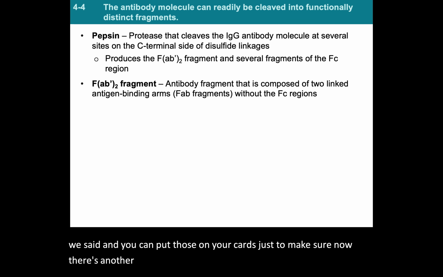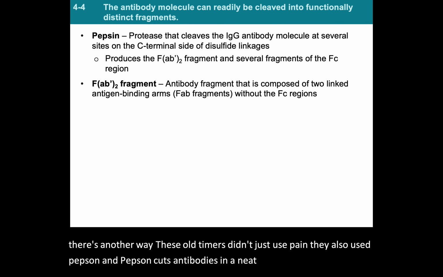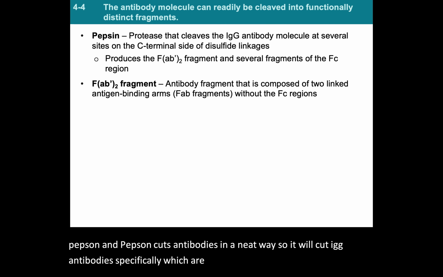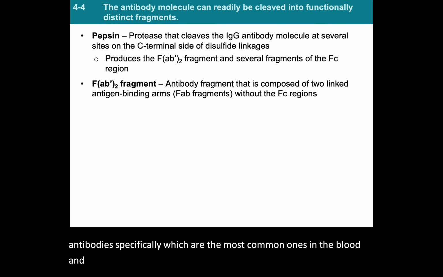Now there's another way. These old timers didn't just use papain, they also used pepsin. And pepsin cuts antibodies in a neat way. So it'll cut IgG antibodies specifically, which are the most common ones in the blood. And it'll cut them just after the part that links the two sides together. So after that disulfide linkage.